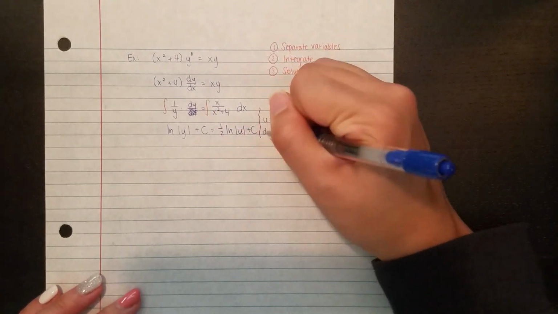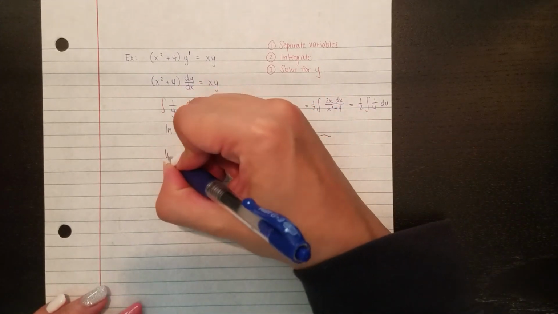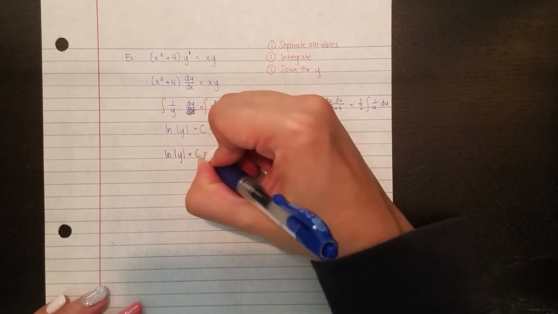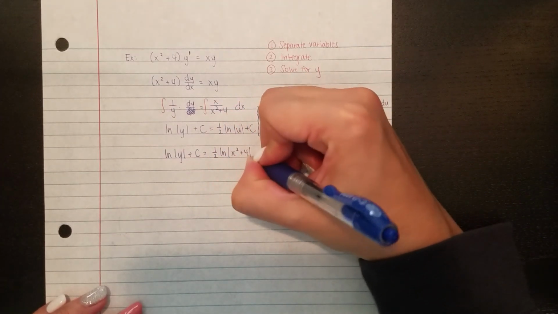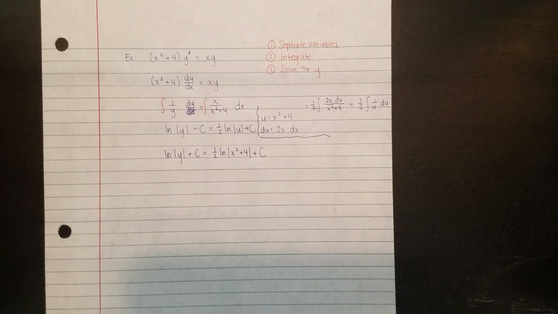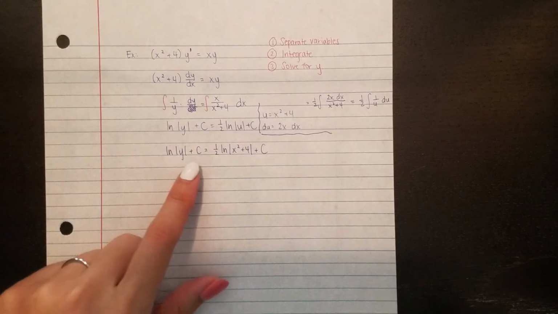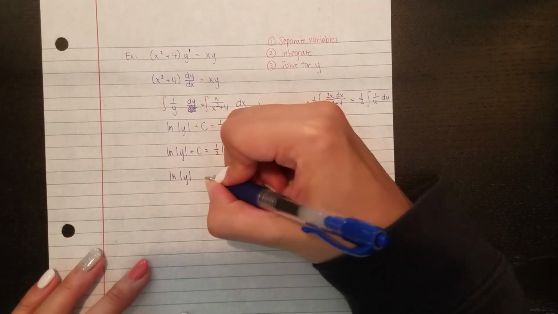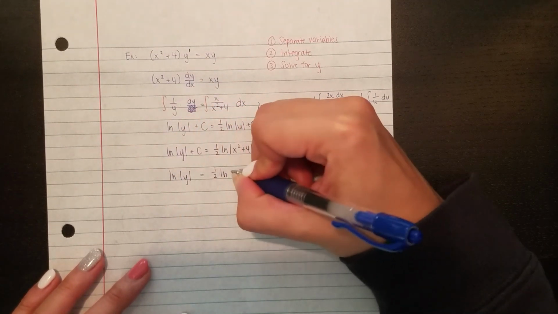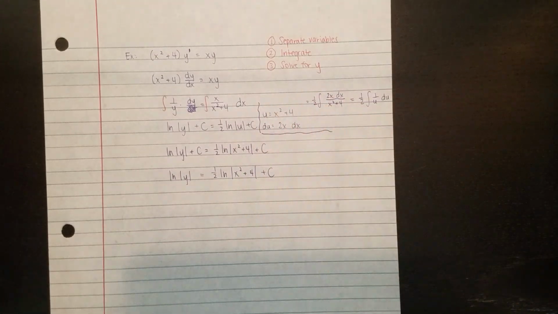So then rewriting my u back in gives me that. Okay, so we're trying to get y by itself on one side, so let me subtract c on both sides. That leaves me with natural log of y equals 1/2 natural log of x squared plus 4 plus c.